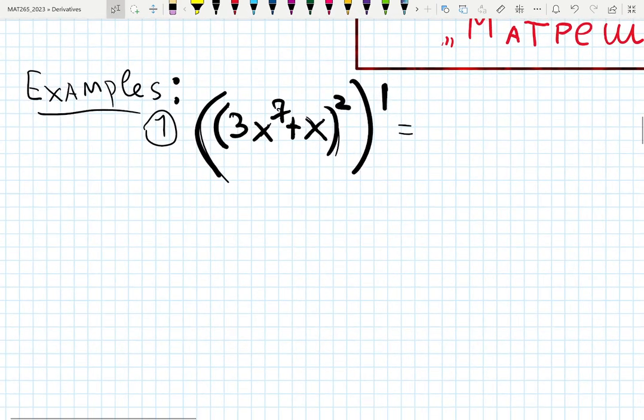Okay, let's try that. What are your ideas before we start jumping into the chain rule? How should we do that? Someone already mentioned a good idea before. You had it on the exam.